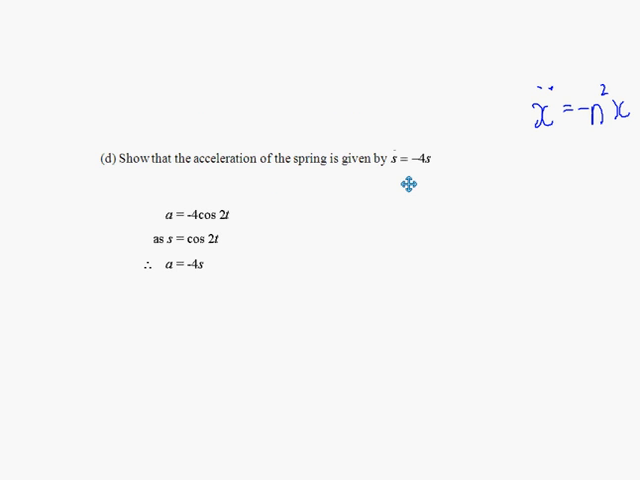Show the acceleration is given to us by minus 4s. So s double dot is equal to minus 4s. The acceleration is minus 4 cos 2t, as we proved. If s is equal to cos 2t, then we can do the substitution. Acceleration is minus 4s. It's what we call simple harmonic motion. Any cos function or sine function like that would be in simple harmonic motion. It's really an essential concept we'll explore later.